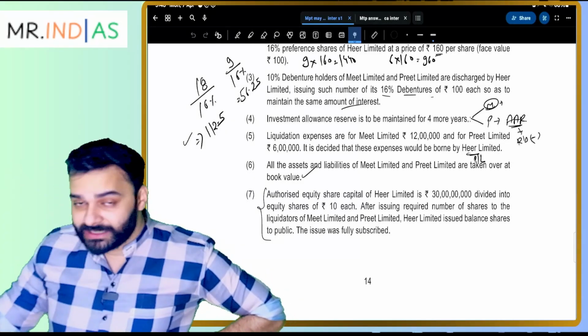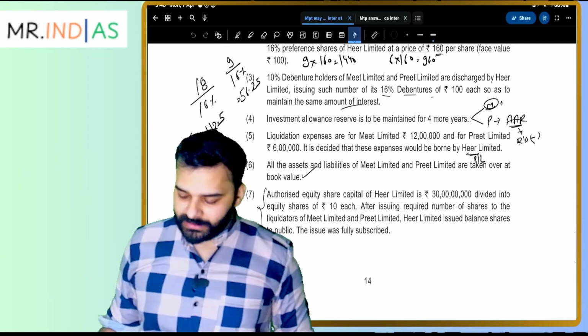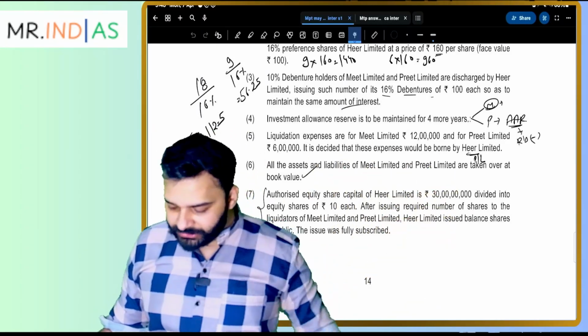Investment allowance reserve will be maintained for 4 years. If it is a purchase, then you have to use amalgamation adjustment reserve. In case of a merger, investment allowance reserve comes into your balance sheet as it is.